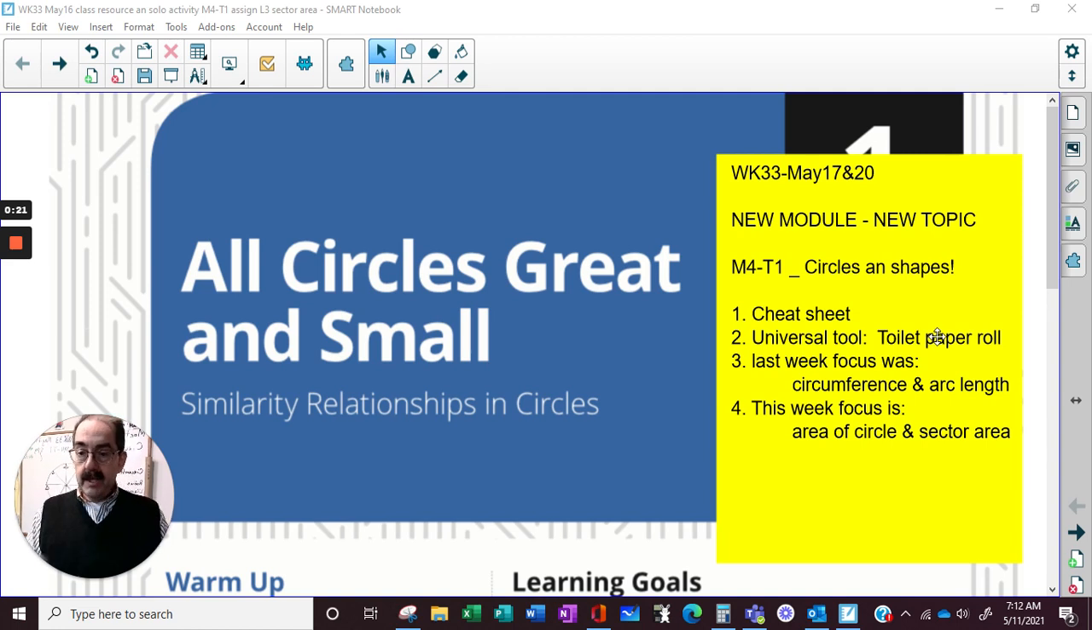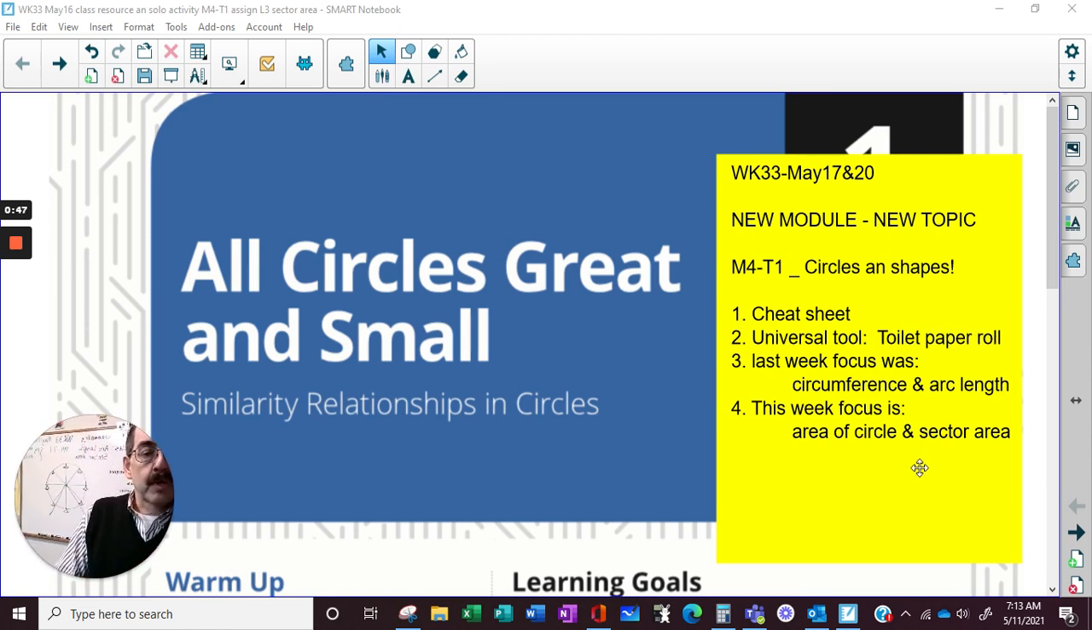And last week we did circumference, the distance around. Remember the Ferris wheel? How far around is the Ferris wheel if we know the radius? Then we did arc length. What if we only have a piece? The idea of that percent divided by the whole 360.